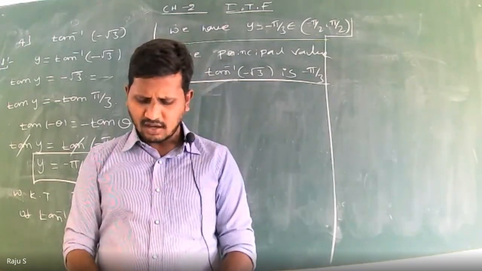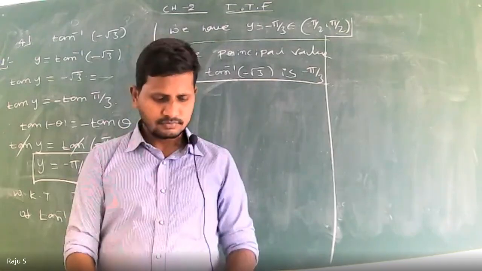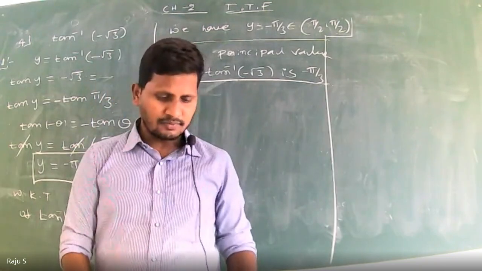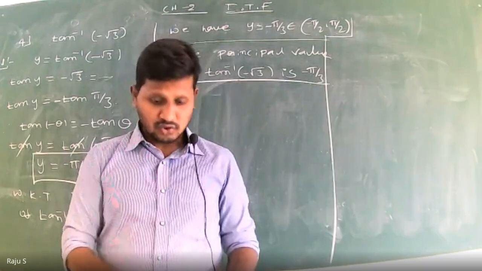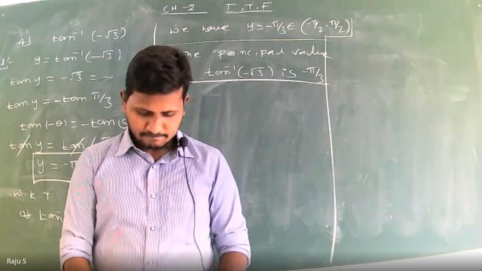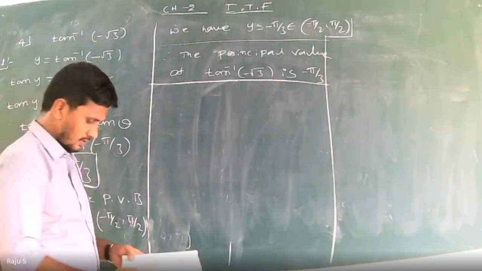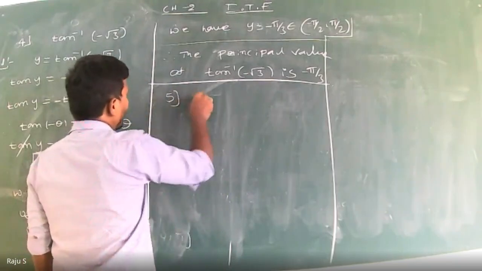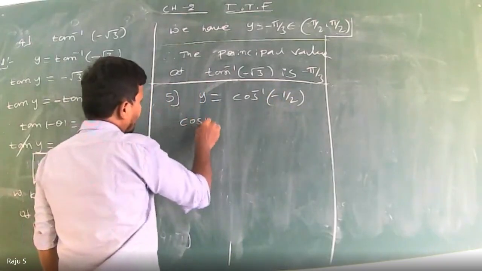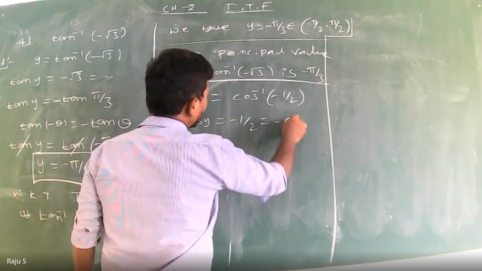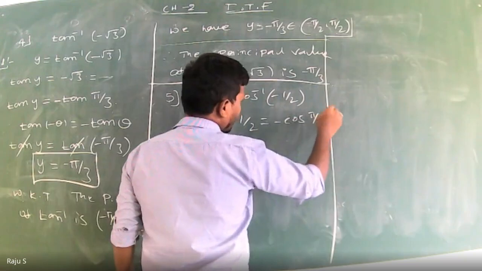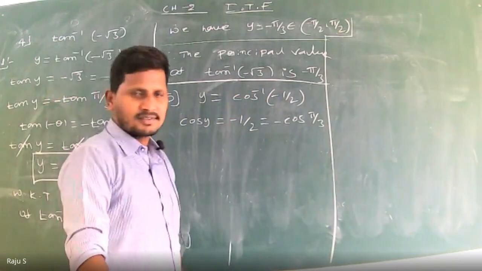Then the fifth one is cos inverse of minus 1 by 2. See, question number 5 is y is equal to cos inverse of minus 1 by 2. So cos y is equal to minus 1 by 2. This is minus cos of pi by 3, yes or no?